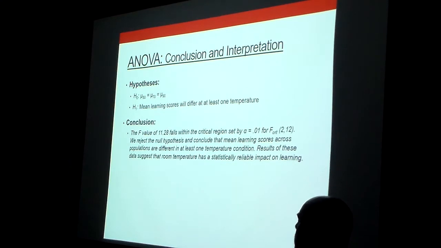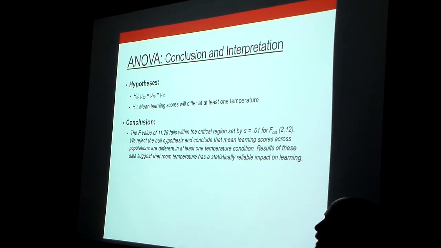And I say mean learning scores in the population of individuals completing the task at 90 degrees, 70 degrees, and 50 degrees will differ, right, or something along those lines, okay? Conclusion: our F value falls within the critical region, rejecting the null hypothesis. We conclude the mean learning scores across these populations are different for at least one temperature. Results suggest that room temperature has a statistically reliable impact on learning, right?